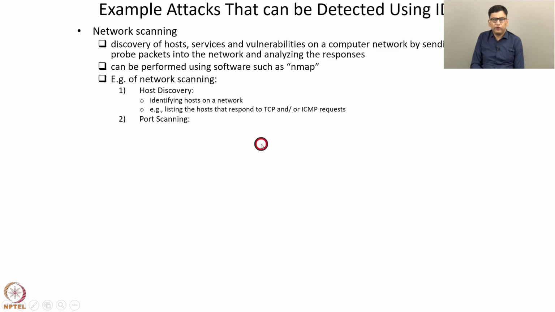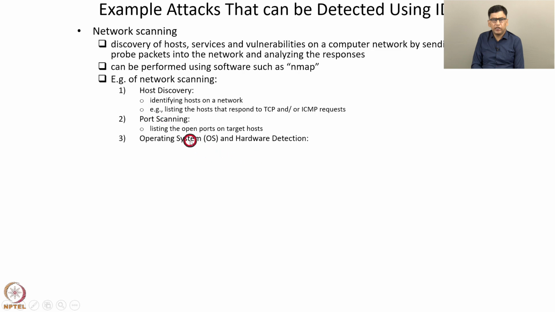Then another example of network scanning is port scanning. Here the attacker lists the open ports on the target host. Again, in port scanning, the attacker sends a series of packets destined to different ports, and if it gets a response, it means that there is some process at that particular port of the target host. So in this way, it can find out at which ports there are processes running.